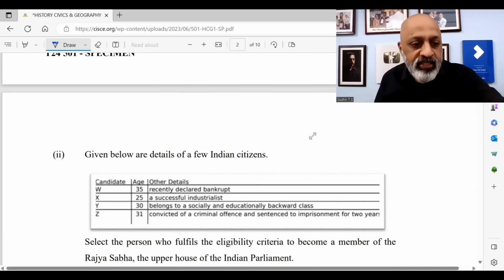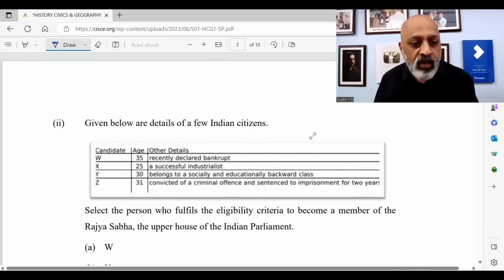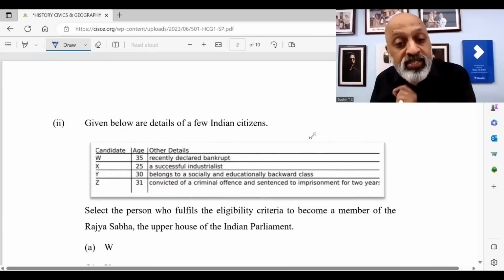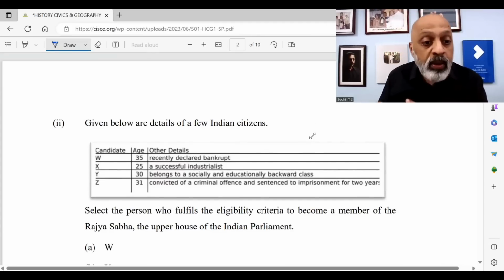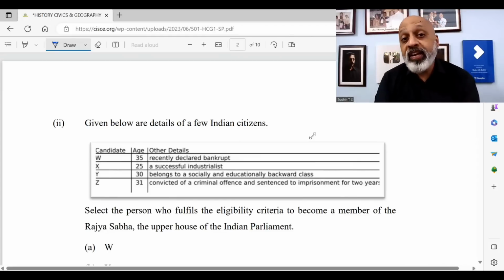आप ये चारों पढ़ लीजिए. Let's look at the question which has been asked. Select the person who fulfills the eligibility criteria to become a member of the Rajya Sabha, the upper house of Indian Parliament. पहले आपसे questions कैसे पूछे जाते थे?